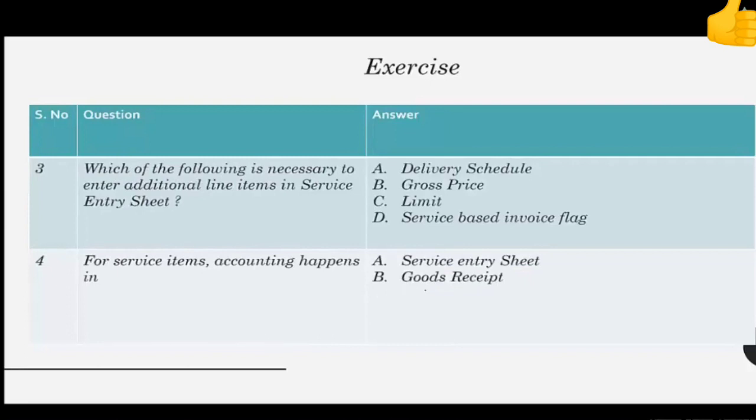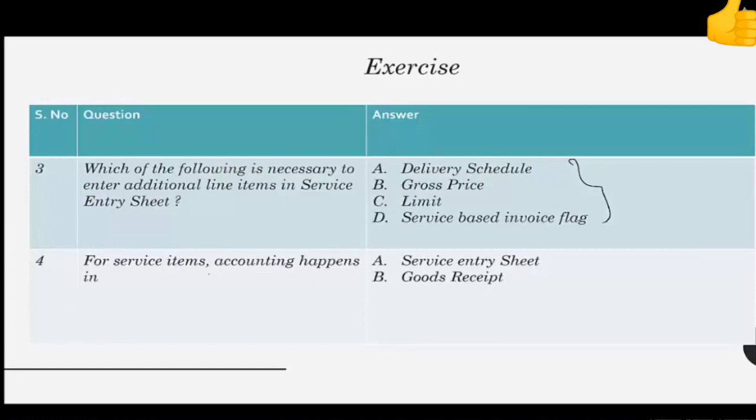The third question is, which of the following is necessary to enter additional line items in the service entry sheet? Well, in the service entry sheet, when we wanted to add additional line items, something has to be set at the line item level in the purchase order. Which of these had to be set?